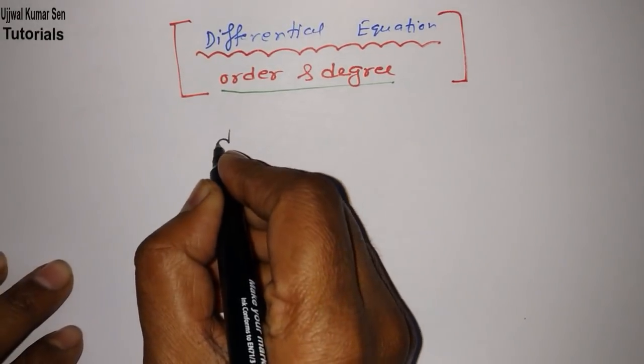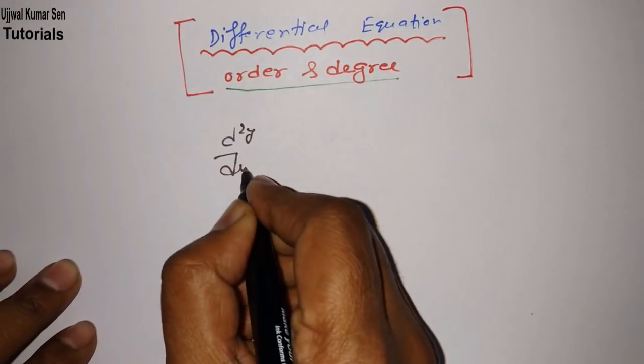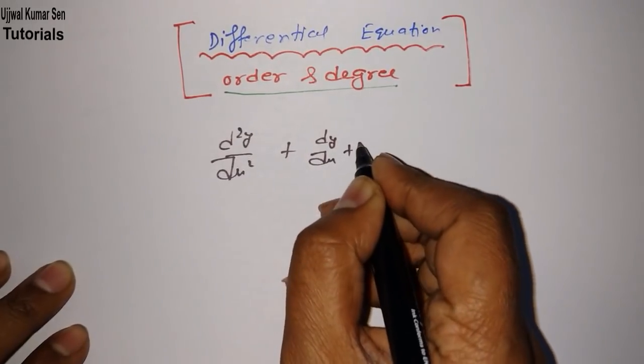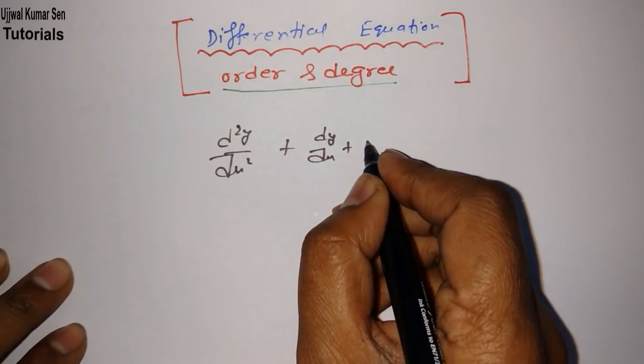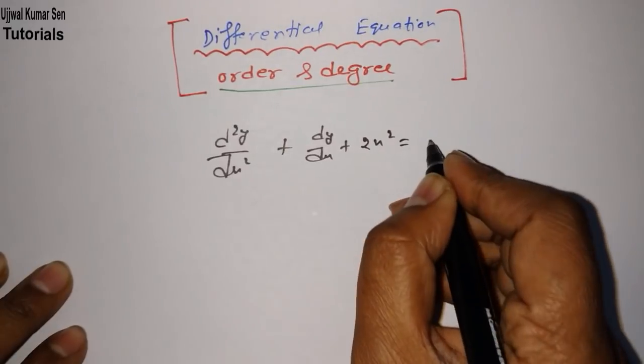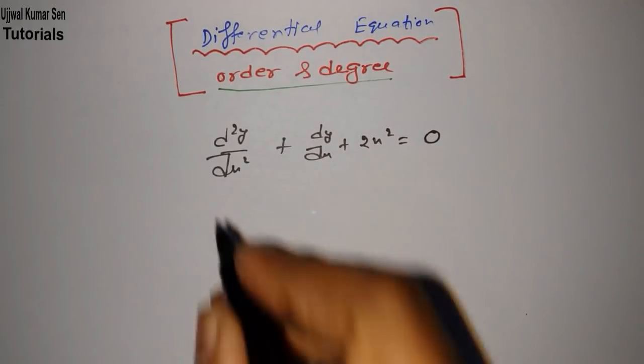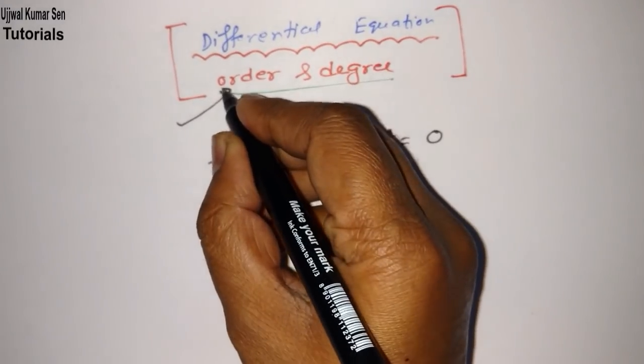Suppose we are given a differential equation d2y/dx square plus dy/dx plus, let's say, 2x square is equal to 0. Now if in the question they have asked to find the order and degree, then what we have to do is first give preference to the order.